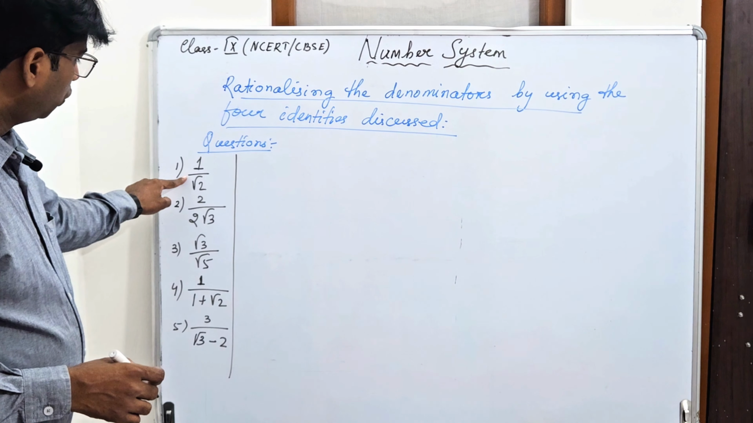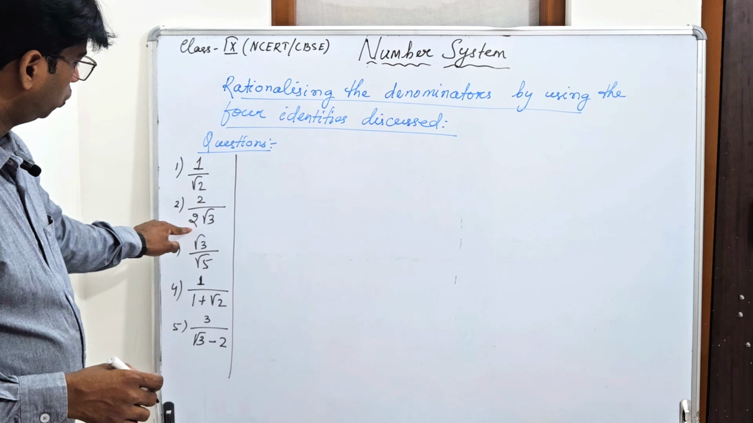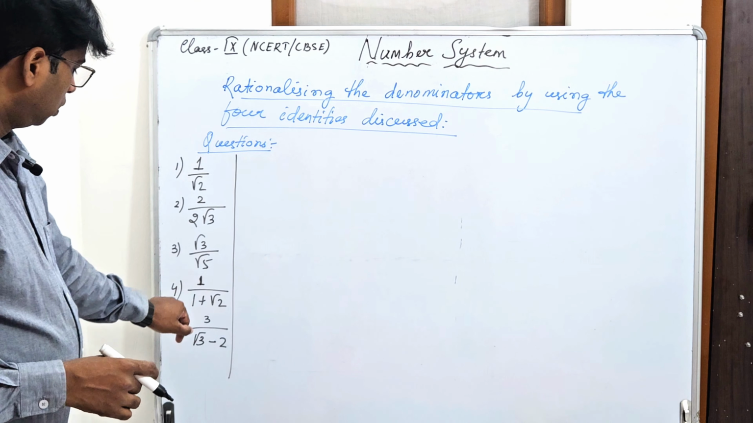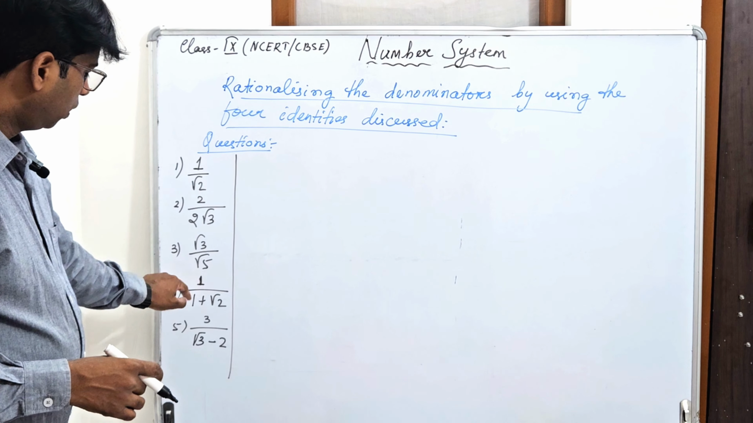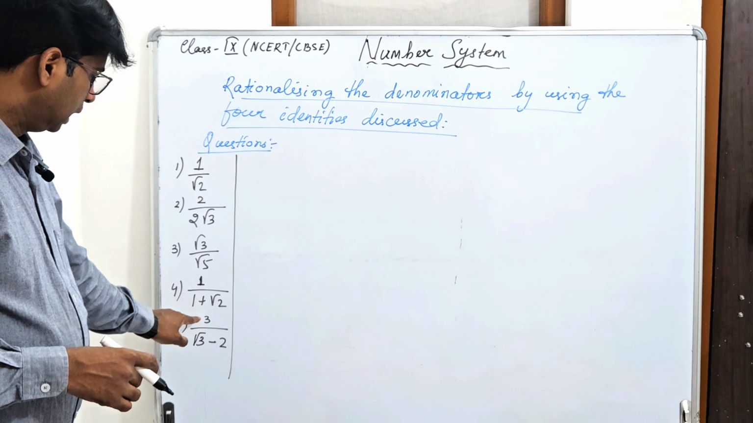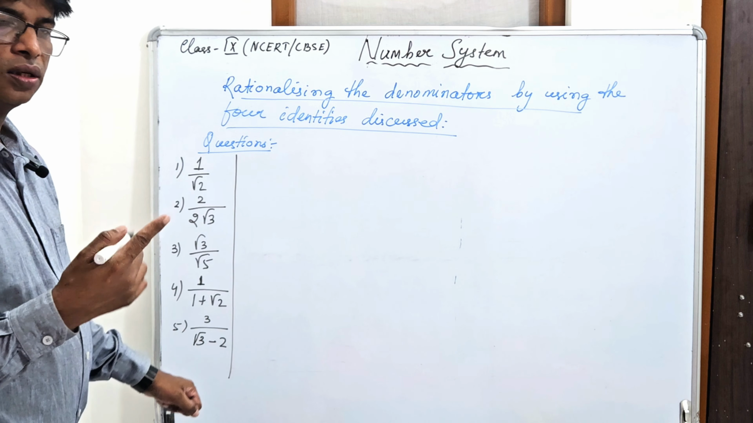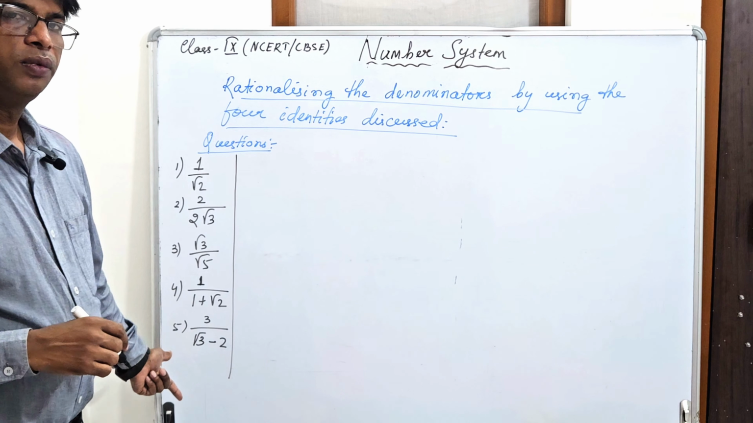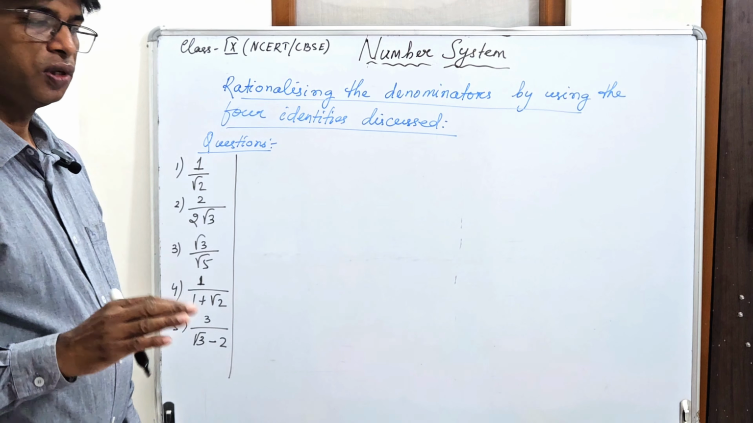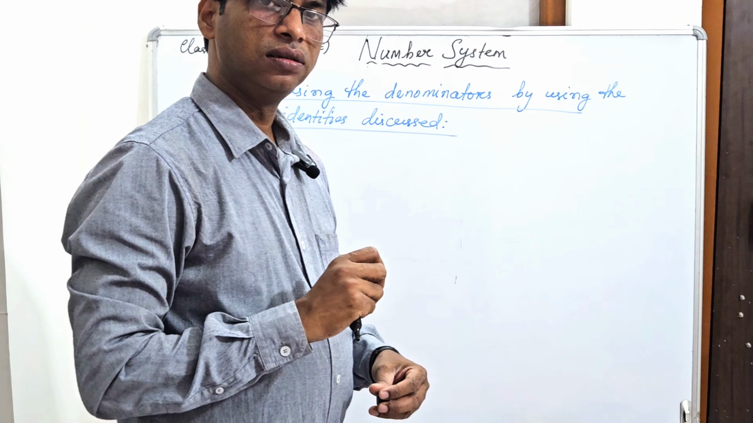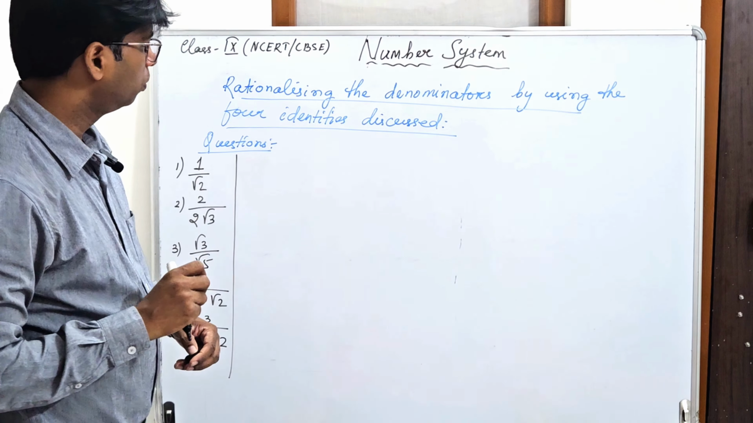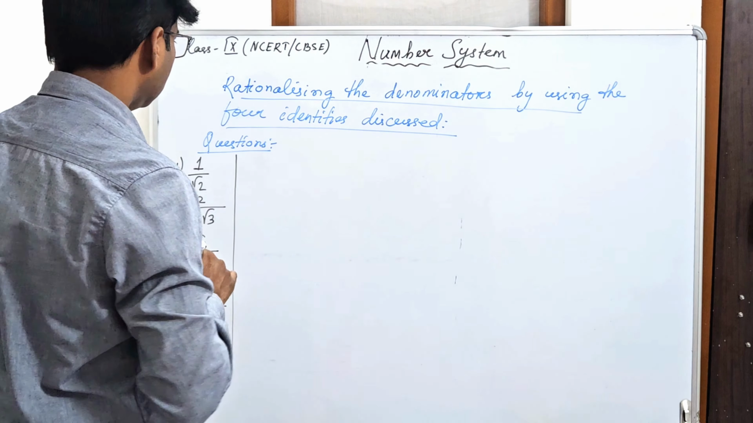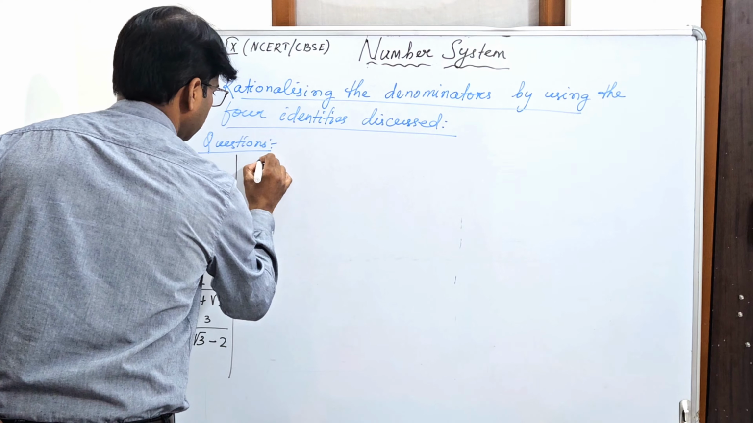Number 1 is 1 by root 2, then 2 by 2 root 3, then question 3 is root 3 by root 5, then 4 is 1 by 1 plus root 2, 5th is 3 by root 3 minus 2. You can see all the denominators are irrational numbers. That means we have to rationalize them. We will not be keeping the denominators as irrational numbers; we will be keeping them as rational numbers. So let us solve the first question.